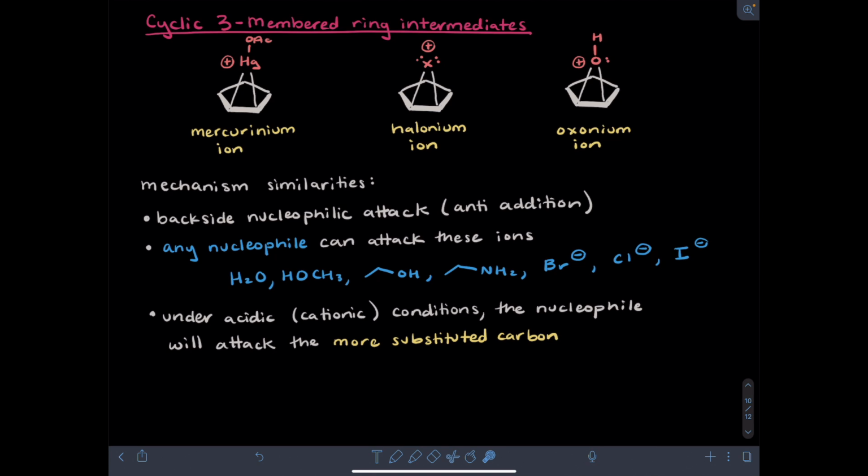And also in all of these cases, when you're under acidic conditions, meaning conditions where you have a cationic intermediate, like shown up above, when you bring in the nucleophile, it will attack the more substituted carbon. Attacking the more substituted carbon of the three-membered ring gives a transition state that places a partial positive charge on a more substituted carbon, meaning that transition state is relatively stable and it has a low barrier.